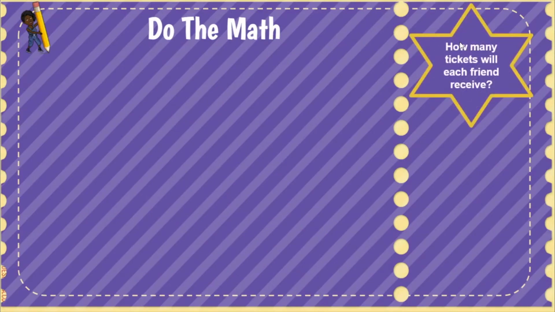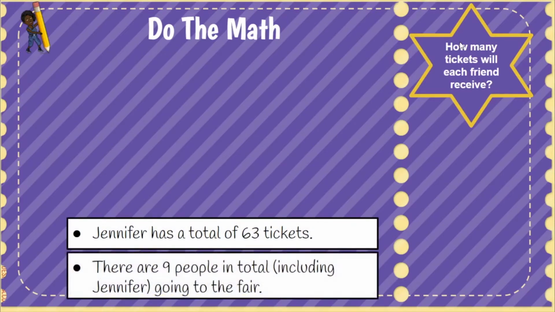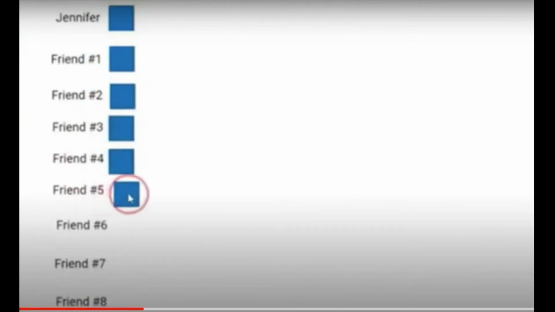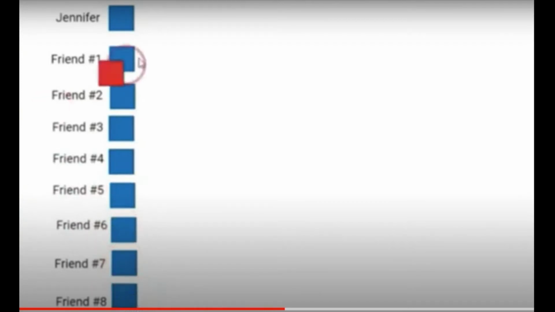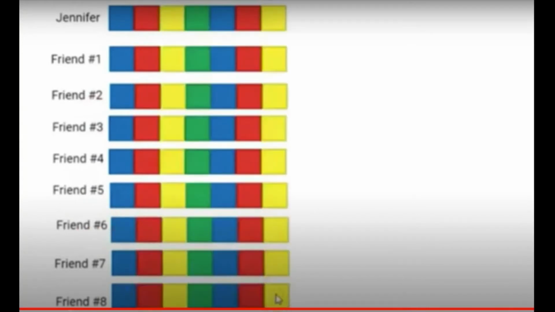So how many tickets will each friend receive? We know that Jennifer has a total of 63 tickets, and that we can divide them equally amongst Jennifer and her 8 friends, which is a total of 9 people. As you solve this problem, it is important to label your work. Here we have Jennifer and her 8 friends listed, and we are giving each person 1 ticket at a time until we run out of the 63 total tickets that we have. Once we have handed out all of the tickets, we check to make sure everyone has an equal amount.